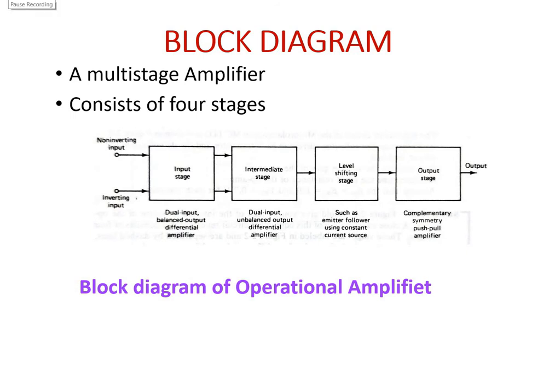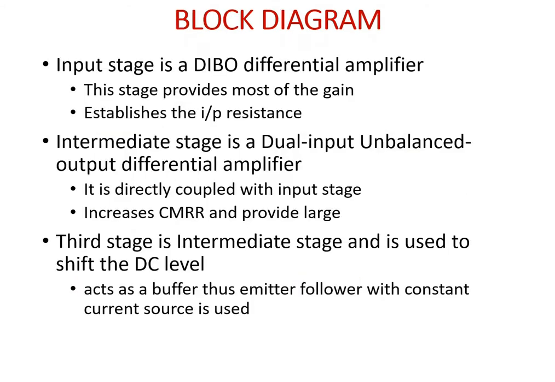The final stage is usually a push-pull complementary amplifier output stage capable of supplying current. This output stage increases the output voltage swing and raises the current supplying capability of the operational amplifier. A well-designed output stage also provides low output resistance. Here you can see the working of different stages of the amplifier.